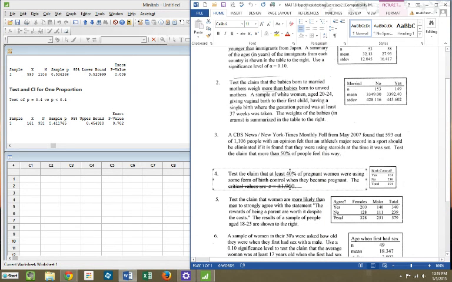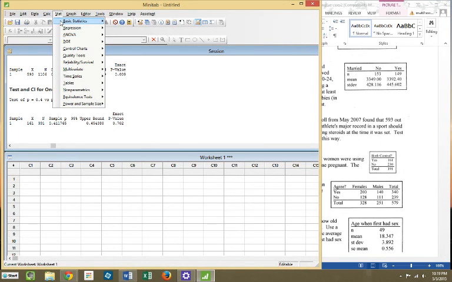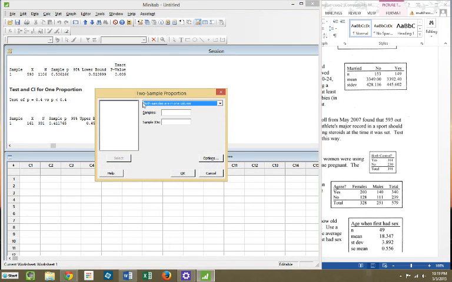Now, if we're going to talk about proportions with two groups, that's fine. We can do proportions with two groups. Males and females: test the claim that women are more likely than men to strongly agree with the statement. So that women are more likely than men. So in this case, Stat. We have two groups, so it's two proportions. And it's going to be summarized data again.